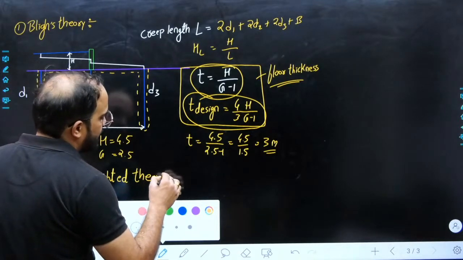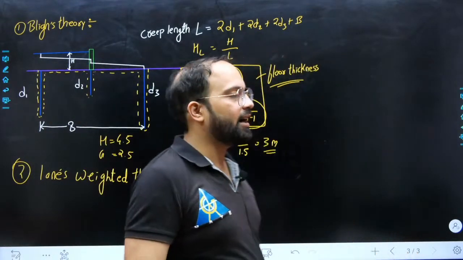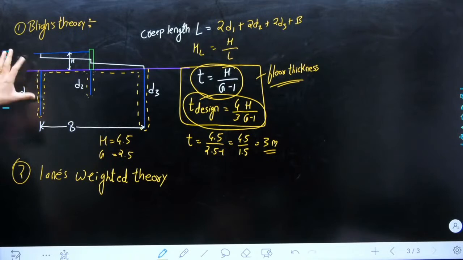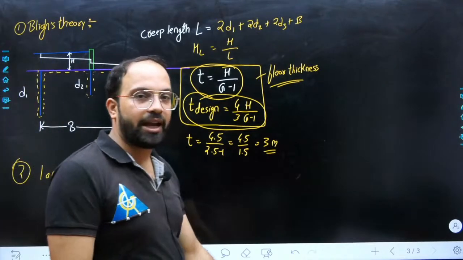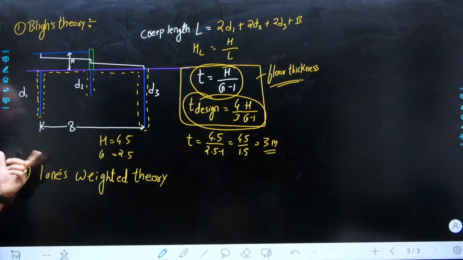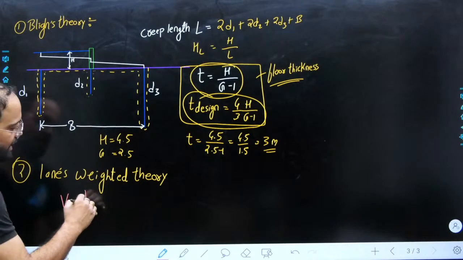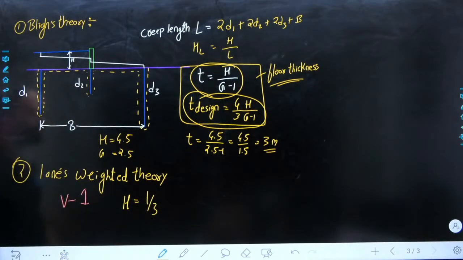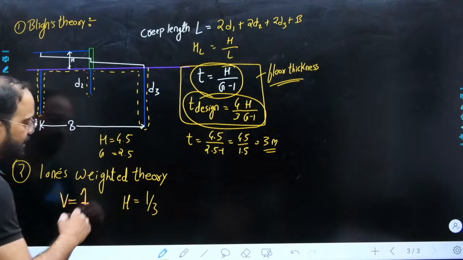Lane's weighted theory. In Lane's weighted theory, we weight the vertical distance, as Lane told that vertical creep is more effective than horizontal creep. So he has given the weightage for vertical creep as 1 and for horizontal creep as 1 by 3.